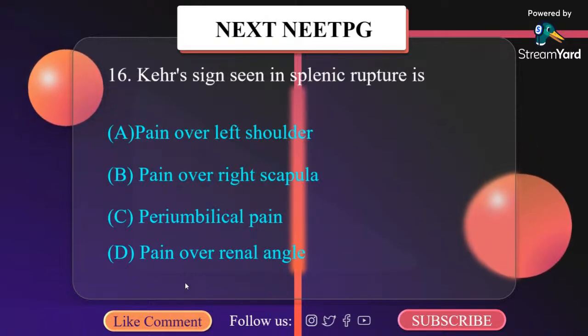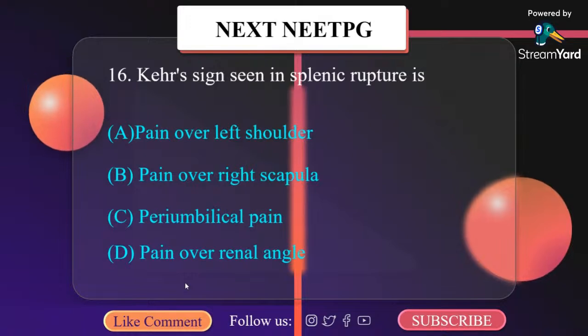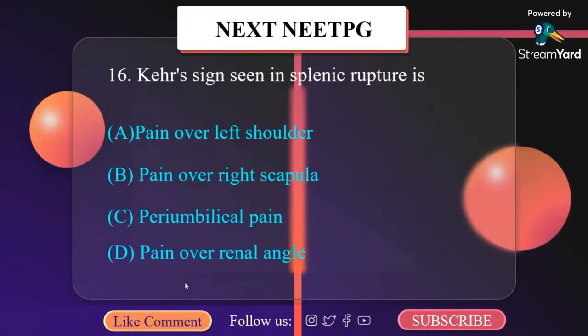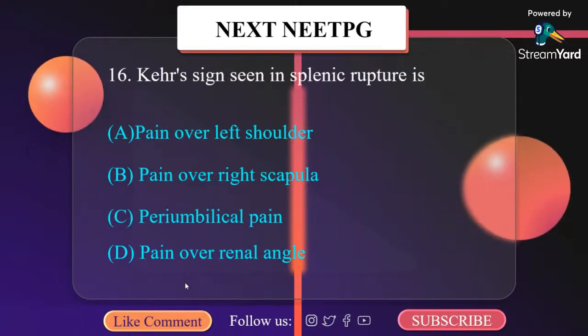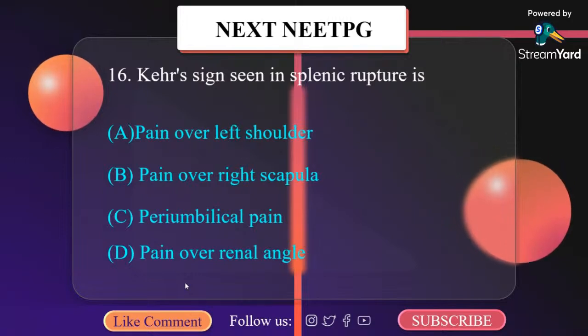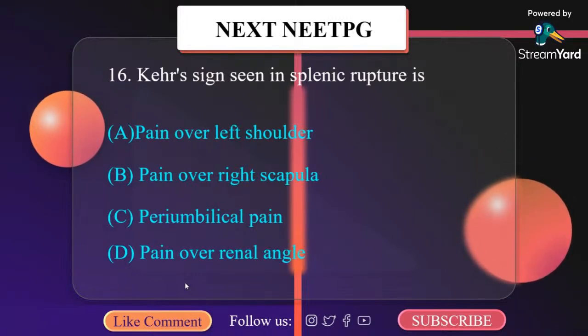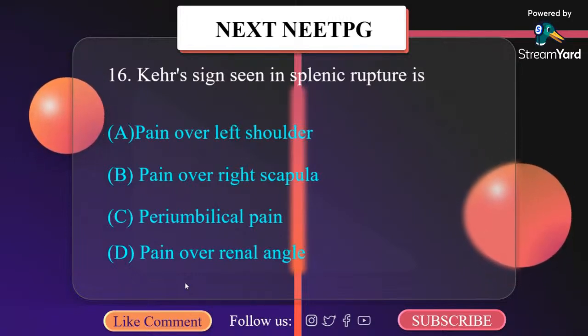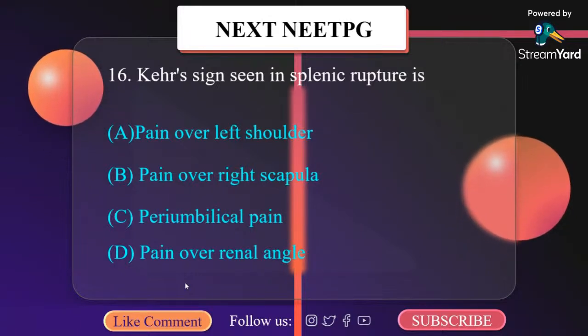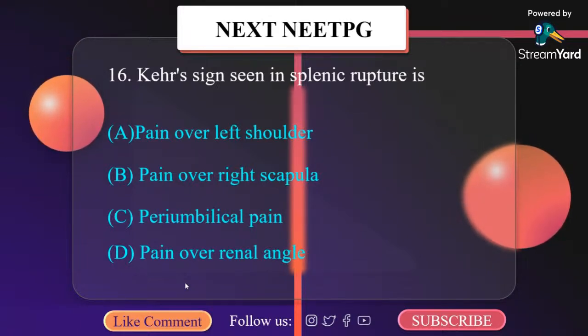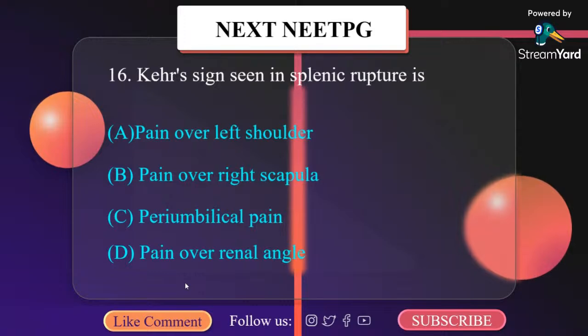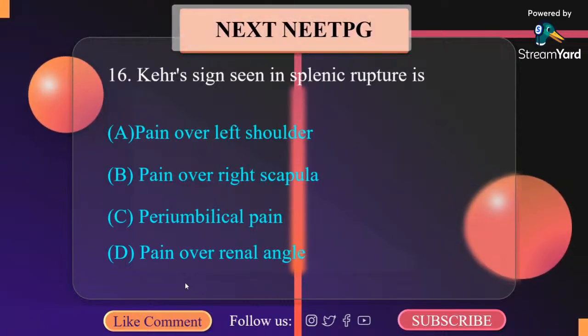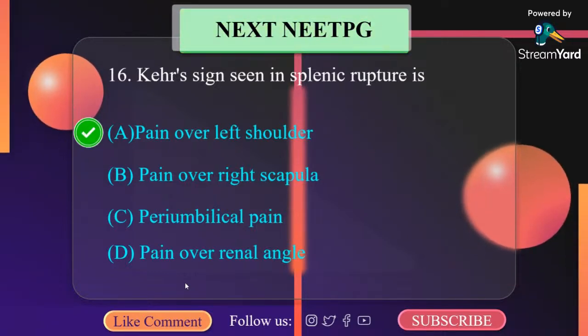Pain may be referred to tip of left shoulder. It is known as Kehr's sign. It occurs due to irritation of undersurface of diaphragm by blood, and pain is referred to shoulder through affected fibers of phrenic nerve. Kehr's sign can be elicited by bimanual compression of left upper quadrant after the patient has been in Trendelenburg position. So the correct answer here is pain over left shoulder.